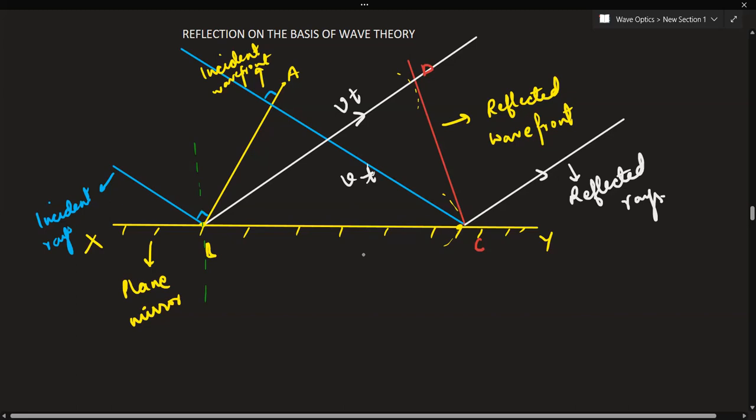So are these terms clear? Incident wavefront, reflected rays, and the incident ray. Yes, ma'am, it's clear. Okay, and see, VT will be CT only, meaning speed of light multiplied by time. So during the time the disturbance from A reaches the point C, secondary wavelets from B have spread over a hemisphere, and we have got the reflected wavefront, and because of the incident rays we have reflected rays.